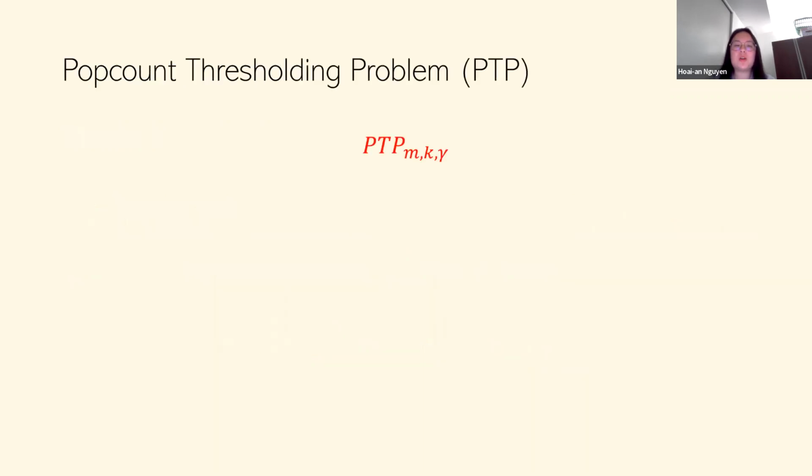So the way that we prove this lower bound is we define a new problem called the pod count thresholding problem, or PTP for short. And we establish the lower bound for PTP, and then perform a reduction from PTP to the H-index problem to show also a corresponding lower bound for the H-index.